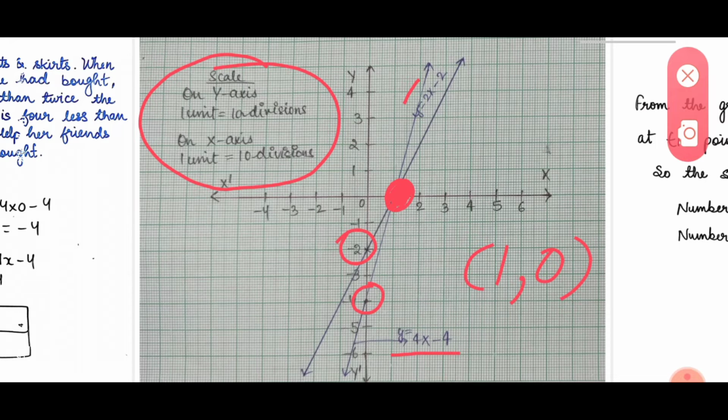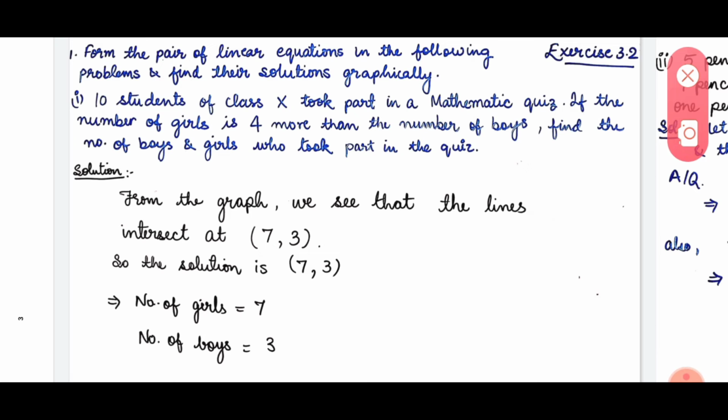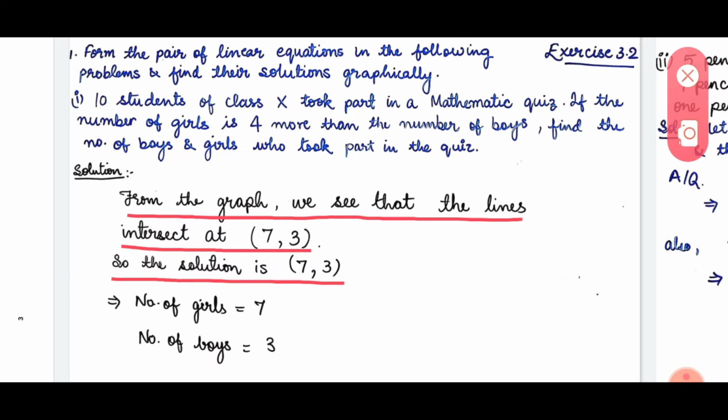Okay, now let us draw the conclusion for the question. So the conclusion is, from the graph we saw that the lines intersect at 7, 3, right? So the solution is 7, 3. That means the value of x will be 7 and the value of y will be 3.